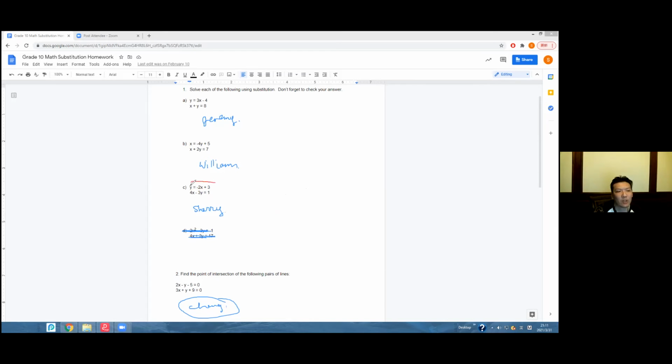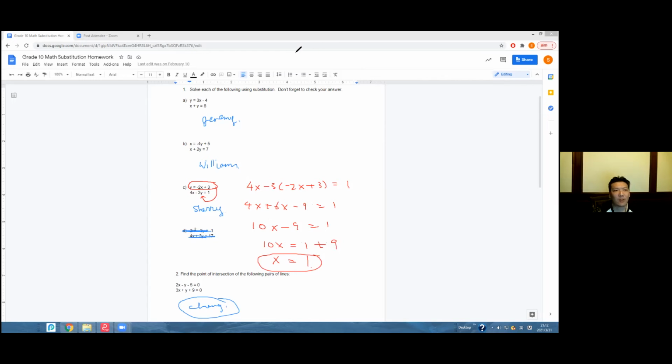How about that? So this one is already very nice because they already isolated y for us. Y equals -2x plus 3, right? So you can actually just substitute that directly into here. We don't really need to rearrange anything. You could if you want to. It's the same thing. So I see no reason to, right? So we have 4x minus 3 times -2x plus 3 is equal to 1. That means 4x plus 6x minus 9 is equal to 1. That means 10x minus 9 is equal to 1. 10x equals 1 plus 9. X equals 1. Does that make sense?